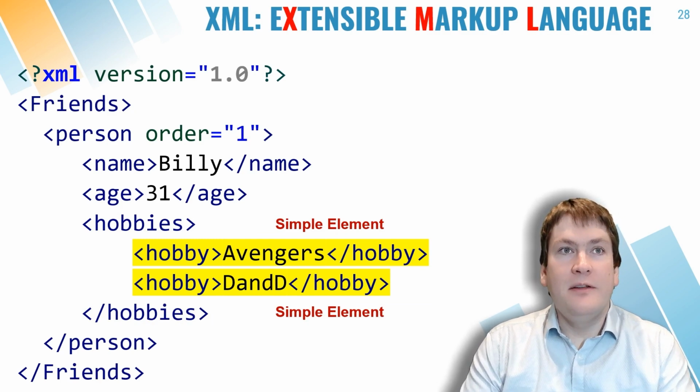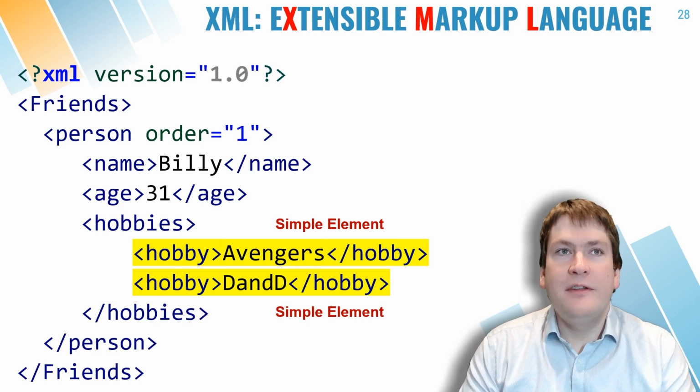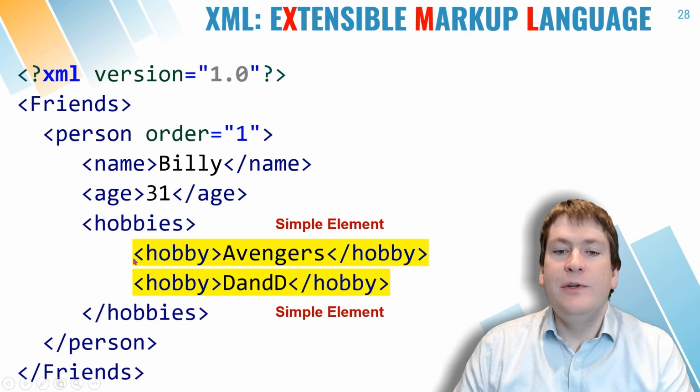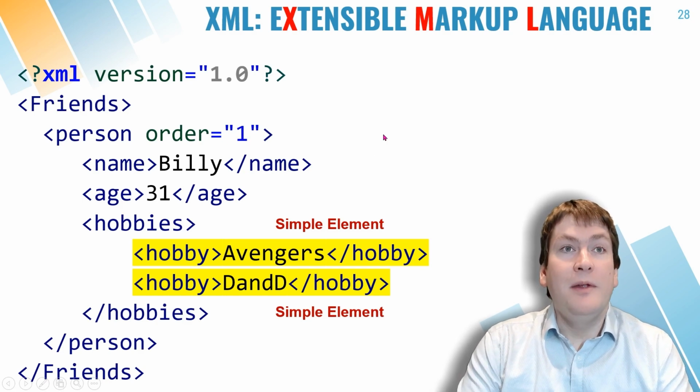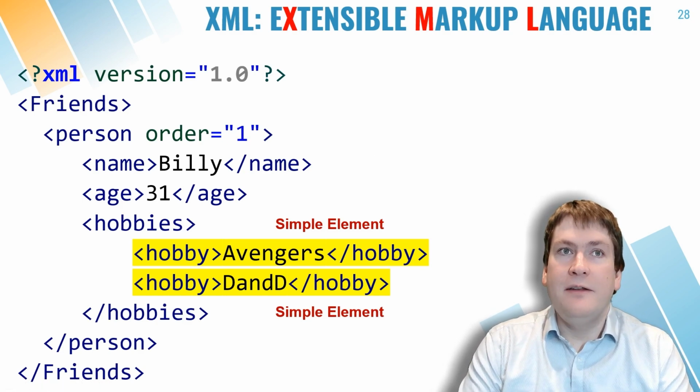Hobby in this case would be a simple element, because both of these only contain data. So even though that hobby is repeated twice here, we still say that there's only one hobby element. When we're talking about elements, we're referring to the name of the tag here. So this would be both hobby elements. So there'd be 2 instances of the hobby element in this case. And hobby would be a simple element because it only ever contains data.